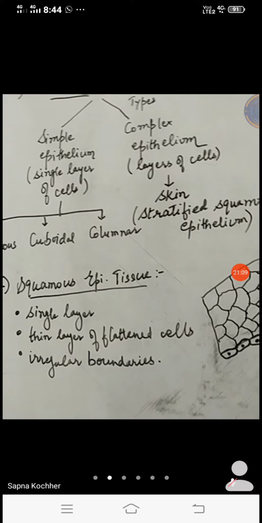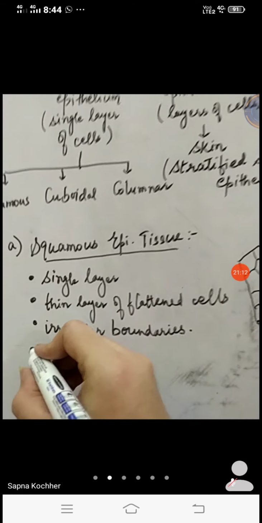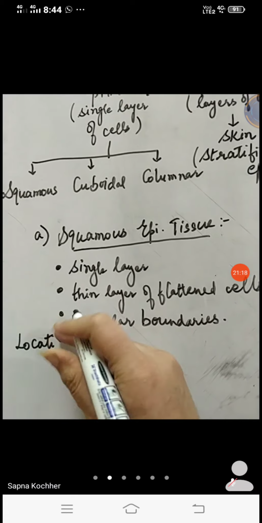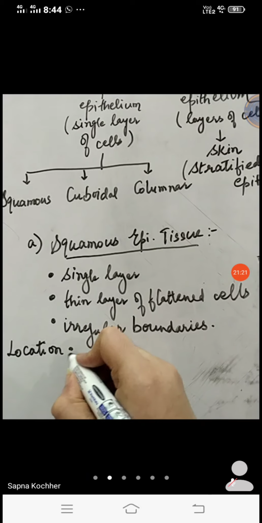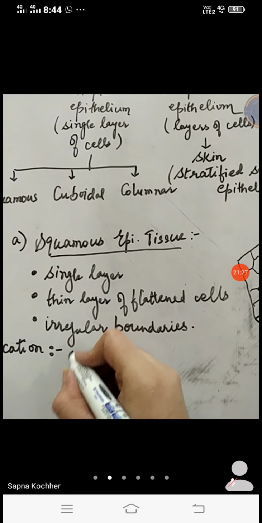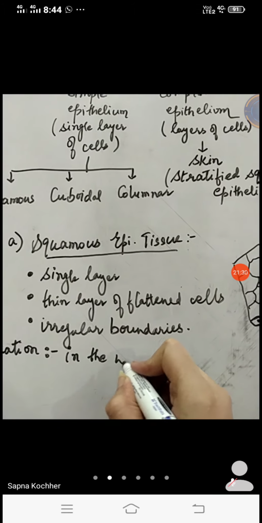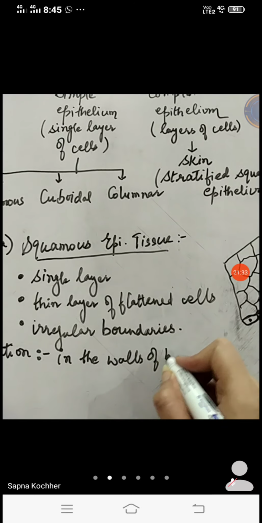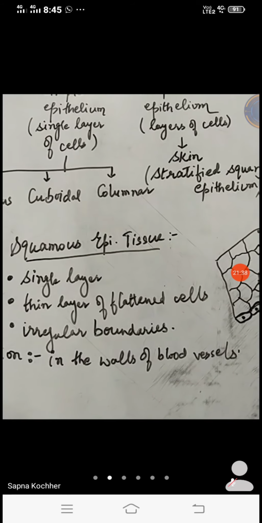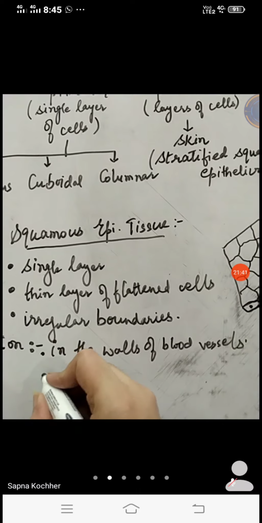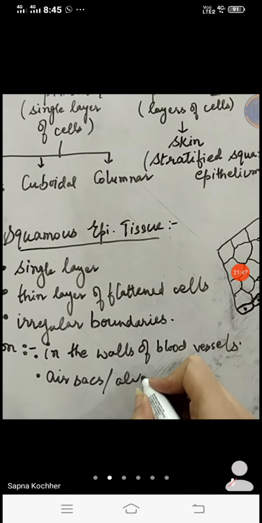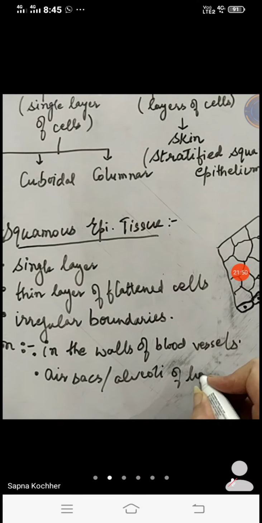Where it is found, the location is also very important. You can write here as a subheading, that is the location. It is very important to write the location of these tissues. So it is found in the walls of the blood vessels. Number one, in the walls of blood vessels. Also, they are found in the air sac or the alveoli of the lungs. Air sac or alveoli of lungs.